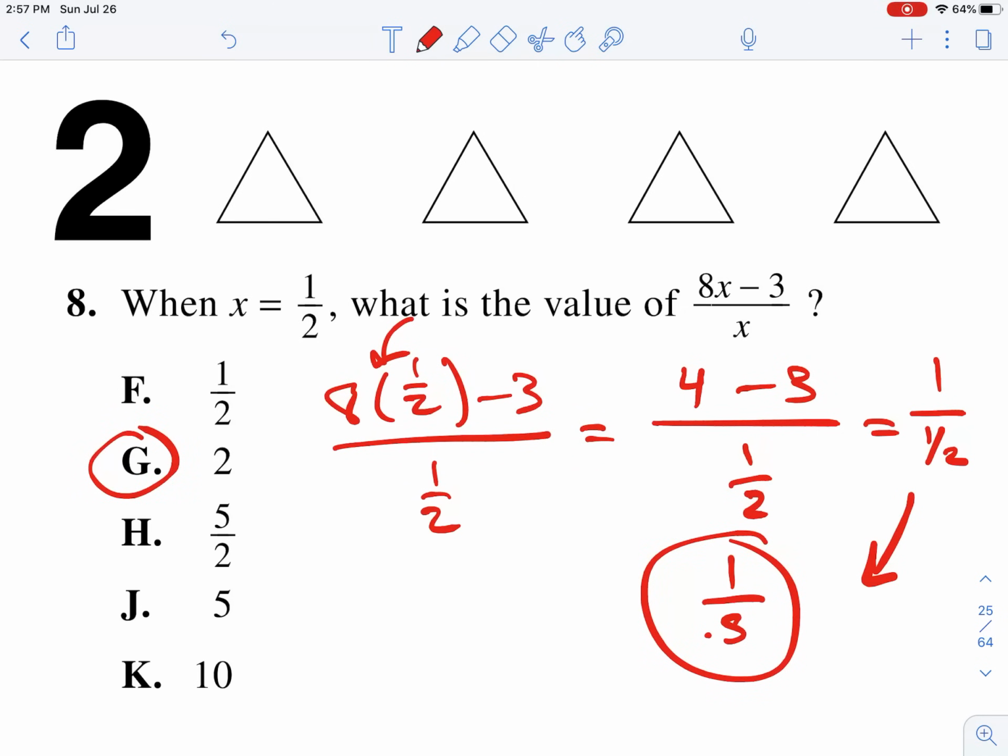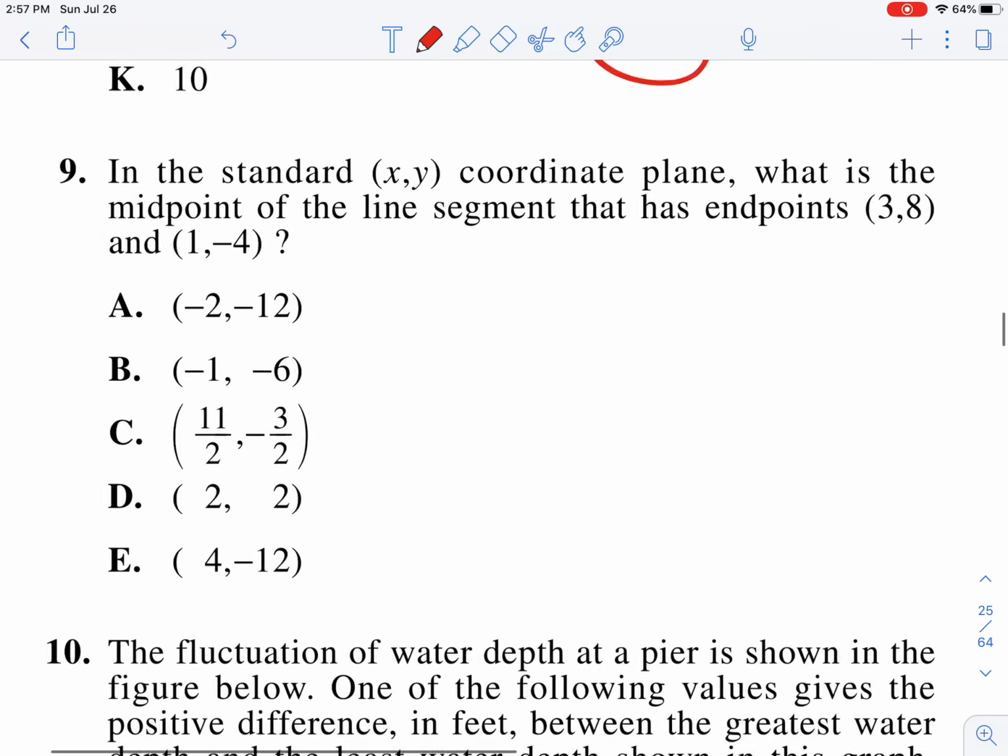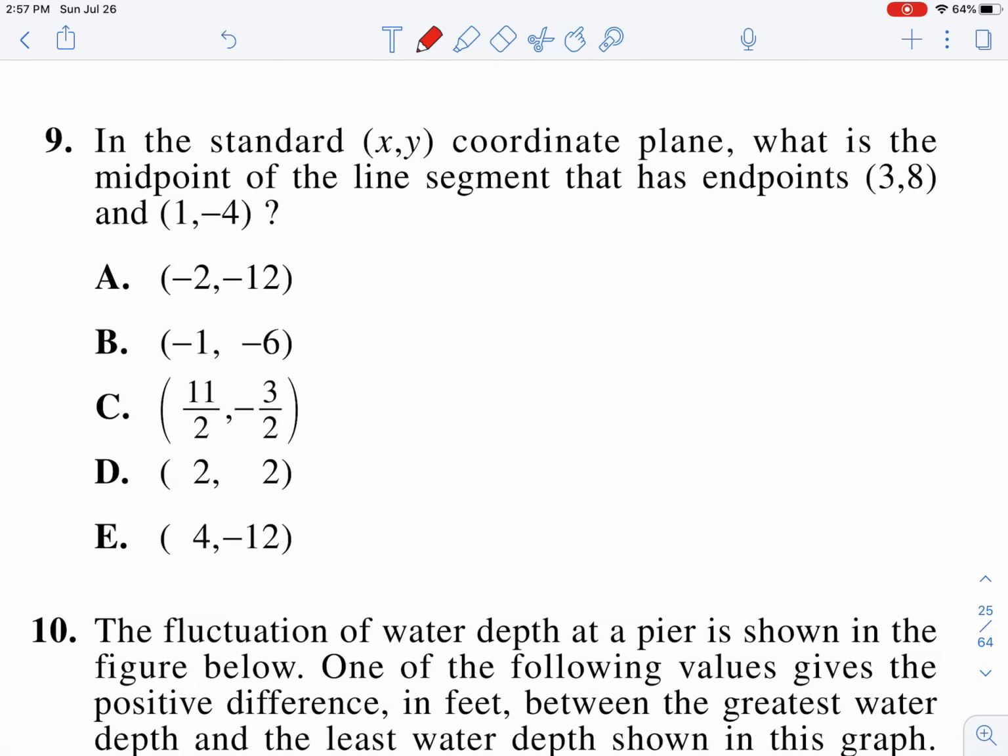Simple problem. Plug and chug. Make sure you distribute things in the correct order. First solve this, and then do the 4 minus 3, and then make sure you know what dividing by half actually means.